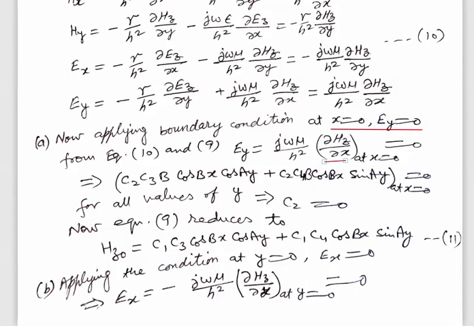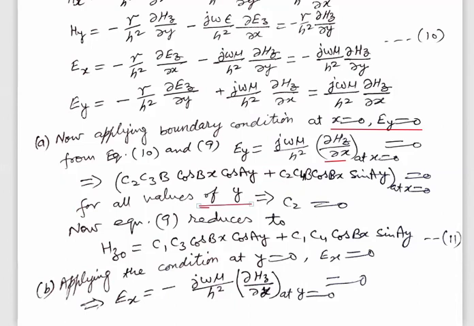This is our boundary condition. Now applying this boundary condition, the derivative of Hz with respect to x from equation number 9 will give us this equation, and in this equation for all values of y to vanish, this can be possible only if we take the constant C2 to be 0. So when C2 is considered to be 0, equation number 9 now reduces to equation number 11.